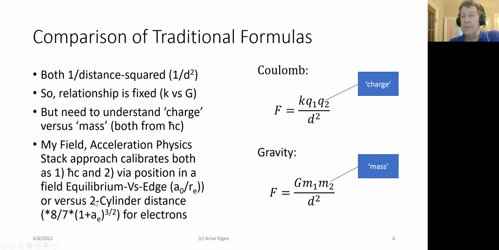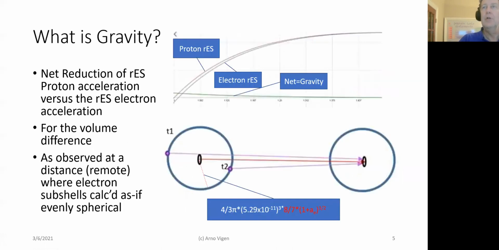And of course, as I said, for the 2 cylinders, you're going to have to do this adjustment factor of 8/7 later on. And this is the anomalous moment, which is very advanced stuff. So what is gravity? Let me go again.